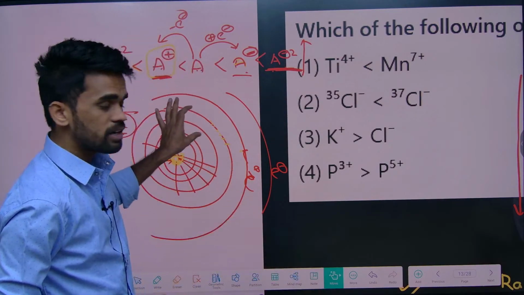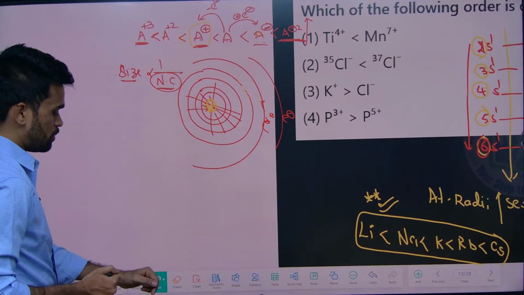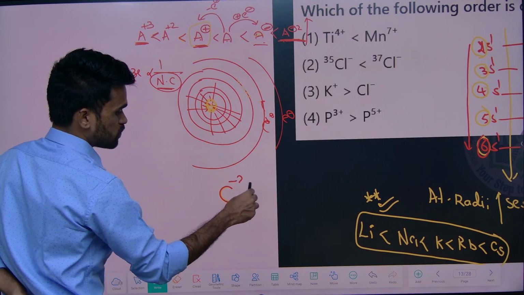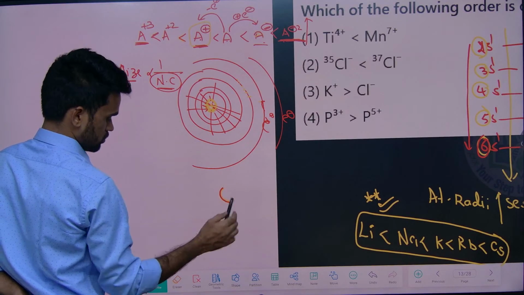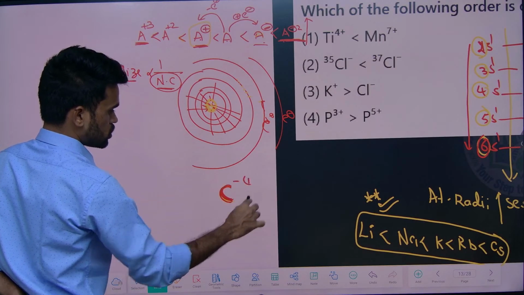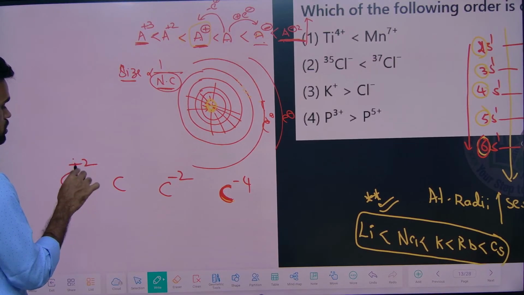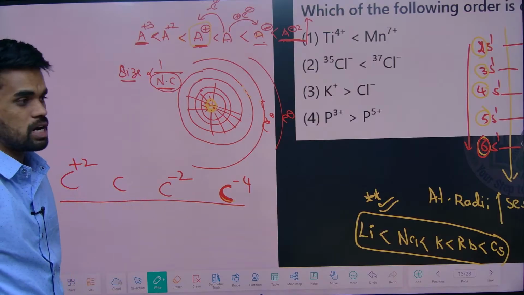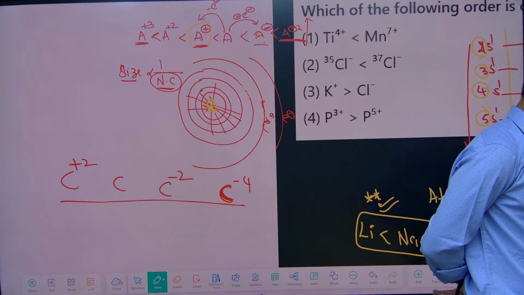Up to here it is clear now, right? So can you make some questions here? Yeah, I will be giving you some questions, and you just answer me here. Carbon with -4 charge, carbon with -2 charge, carbon atom, carbon with +2 charge. Arrange these species in the increasing order of their sizes. Whatever concept you understood, based on that you can tell me your answer.